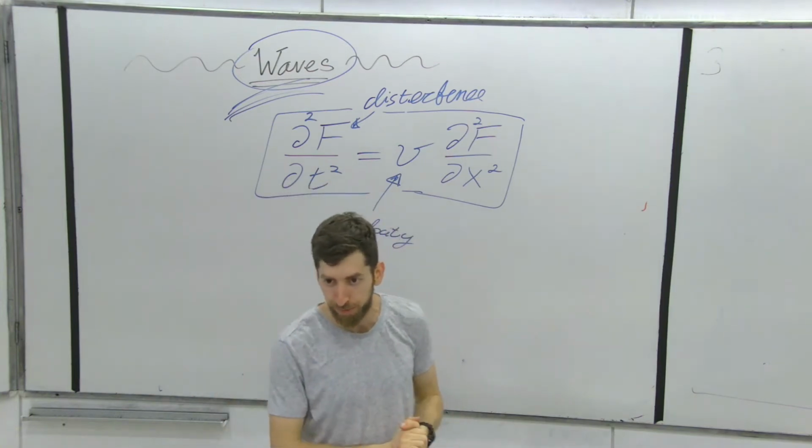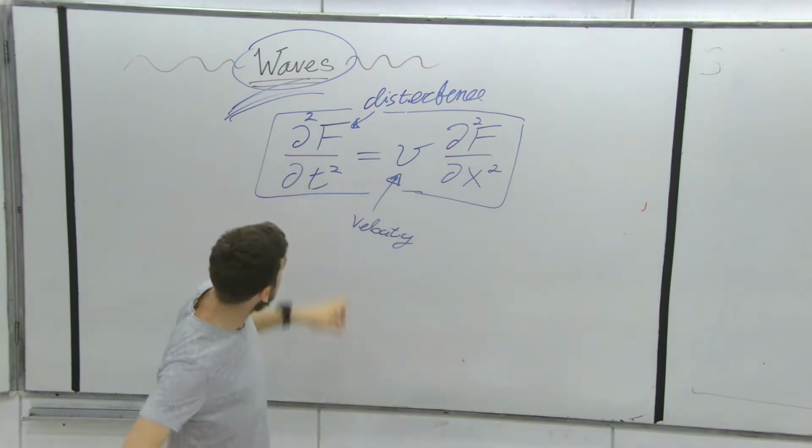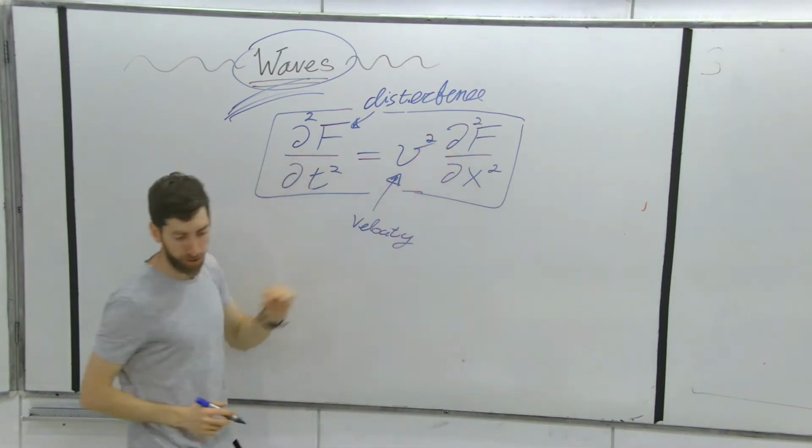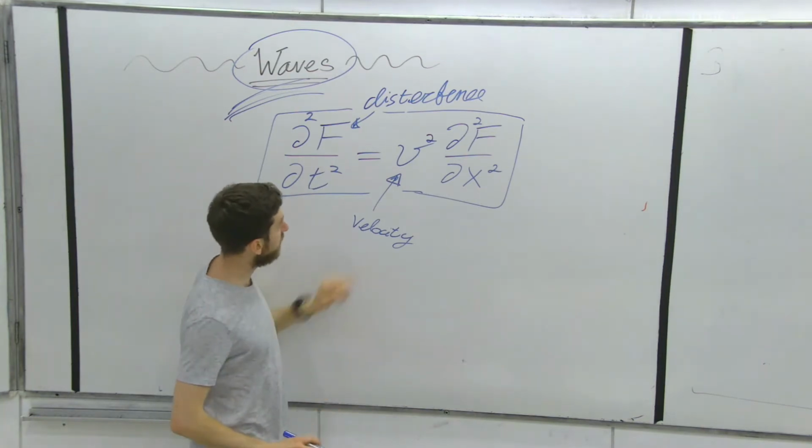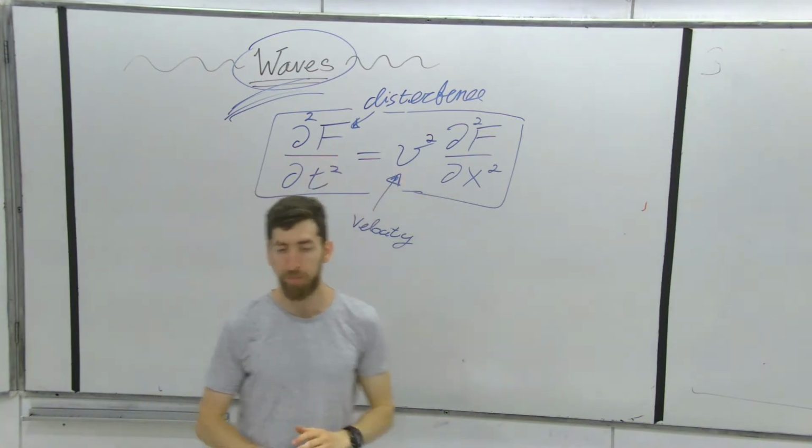Yes, question? What? V, yes, thank you very much. V squared, perfect. So V squared? Yes, V squared, yes. Perfect, units, makes sense, thank you.